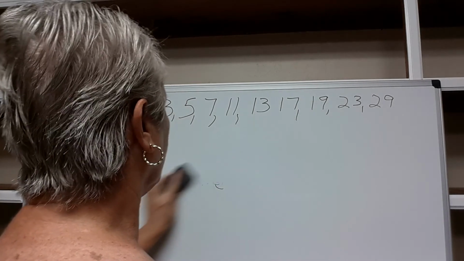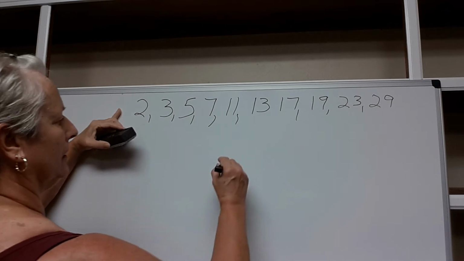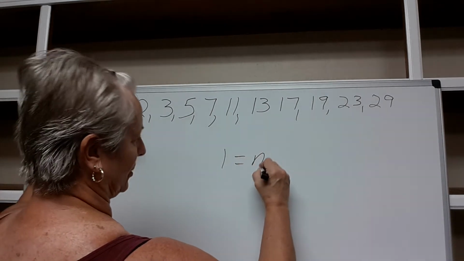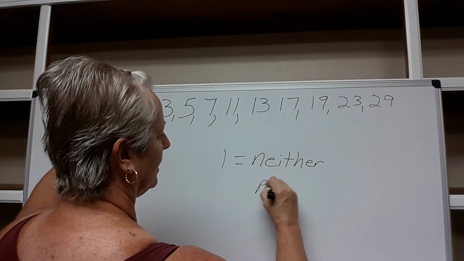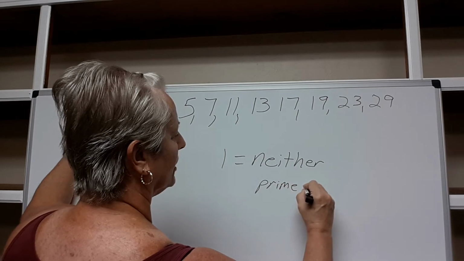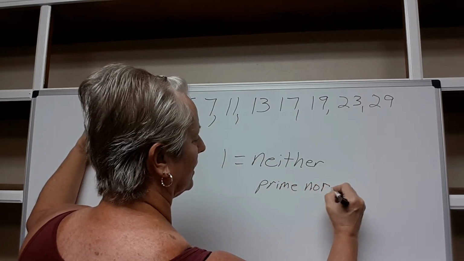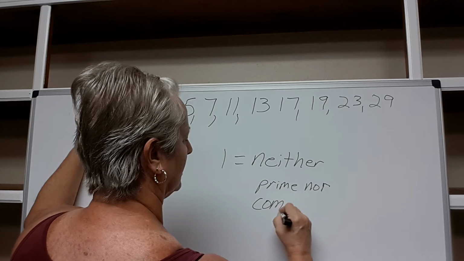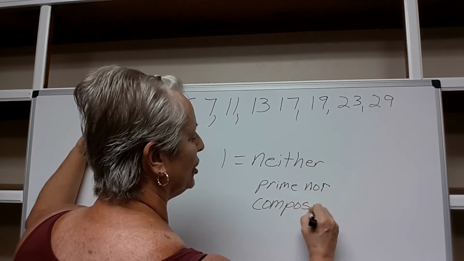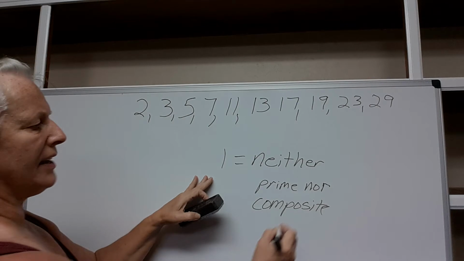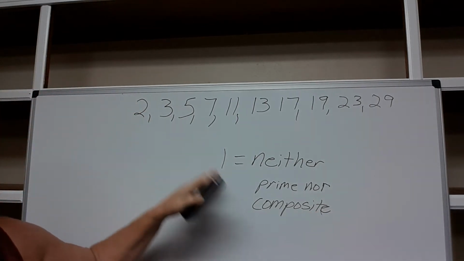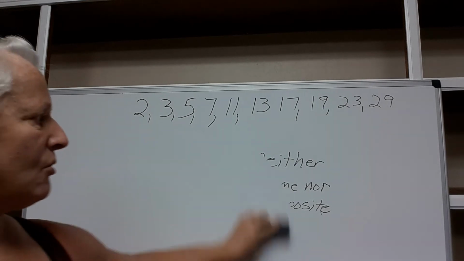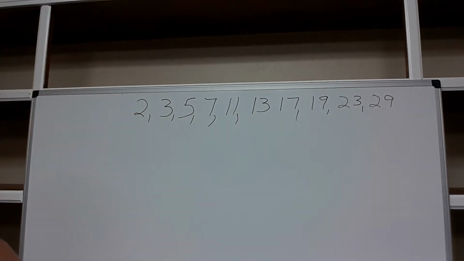Now, what are we doing with the number 1? 1 is neither prime nor composite. So if I give you the number 1, it is not prime and it's not composite. It's neither of those.